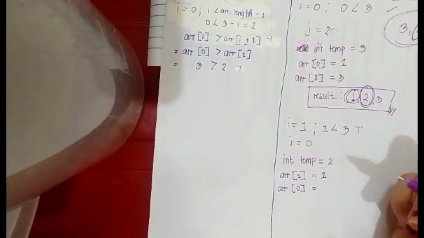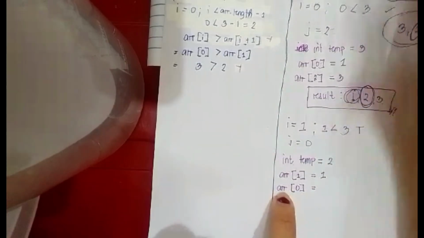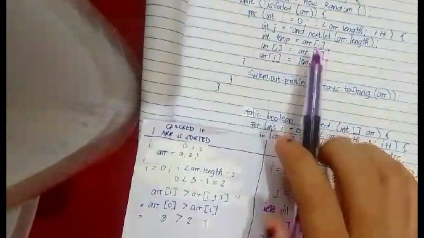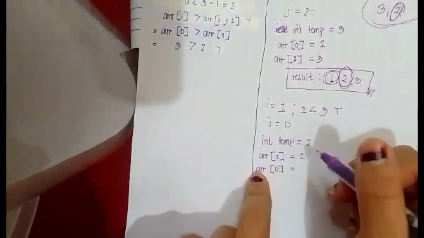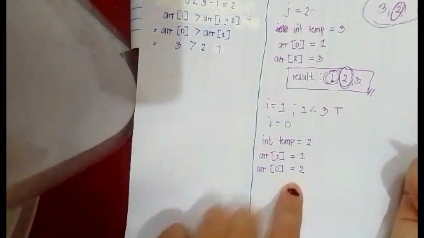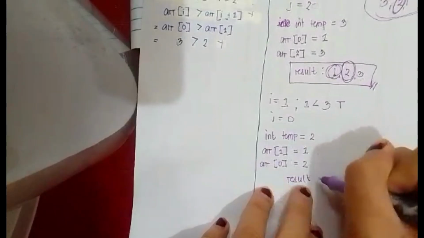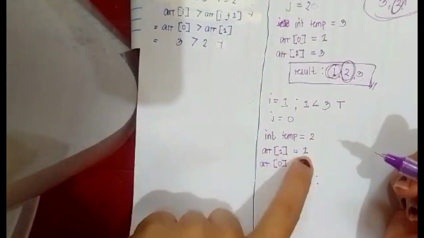So the value of our array J is whatever the value of temp is. So the value of our temp here is 2. So our array 0, or J, is 2. So our new result is, our index 1 is 1.